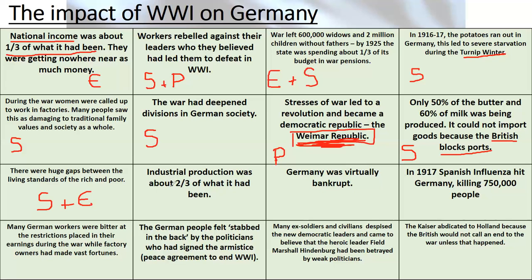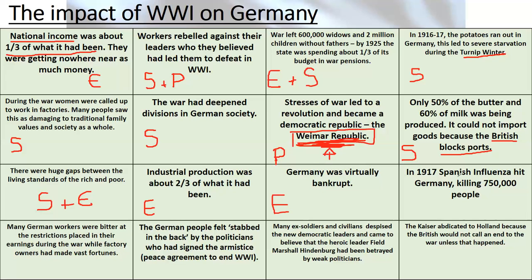This is social. And you could argue to a degree it's economics because it's to do with money. Industrial production was about two-thirds of what it had been. It's definitely the economy. They're making less because they can't trade, which means workers are going to lose their jobs. Germany was a virtually bankrupt economy. The fact that the Germans had gone through this war, then they were going through a depression, meant that Germany basically had no money. Who's going to get the blame? This group here, the Weimar Republic, which is unfair because they weren't in charge at the time.